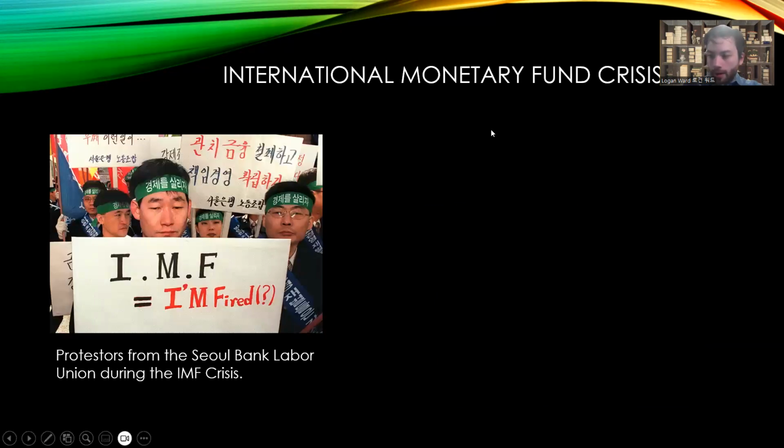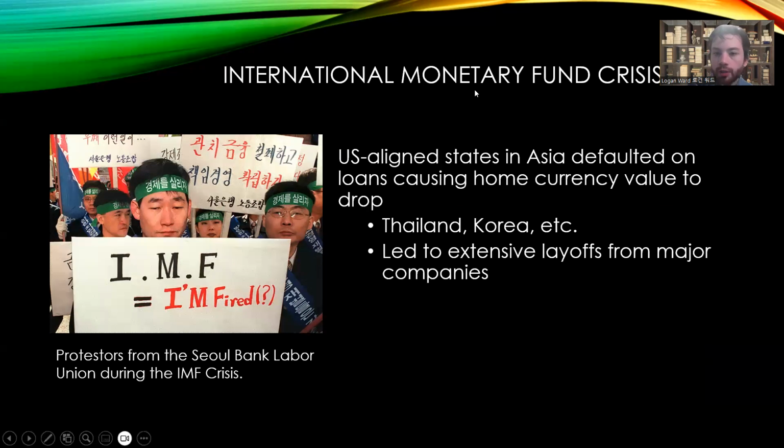So, while this is going on, another thing happens in the late 90s, and this is called the International Monetary Fund Crisis, or IMF crisis. This particularly started in 97 and lasted for about 3 years until the 2000s. This is when nation states that underwent heavy industrialization after World War II, like Korea, who were aligned with the United States, defaulted on their loans from the United States, on their US backing for their currency, particularly. And so their currency dropped like crazy.